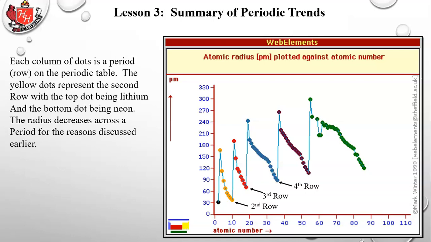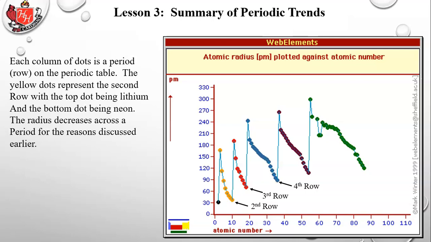The radius decreases across the periodic table for the reasons discussed earlier. So if you look at the yellow dots there, lithium's at the top, neon is at the bottom, and you can see that the atomic radius gets smaller as you go from lithium across from left to right on the periodic table to neon. So it gets smaller. Now, once you get to neon, the second row, you've got to add a third orbital to go to sodium, Na. So all of a sudden the radius jumps way up, and that's the red dots.